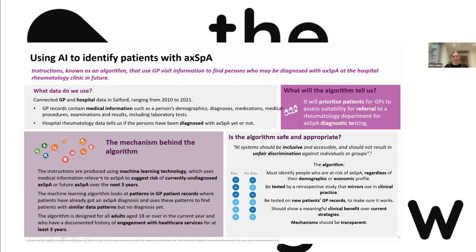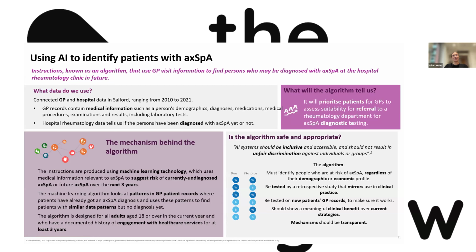So, top right-hand side box, what exactly will the algorithm tell us? At the moment, there's lots of different ways that we could use this algorithm, and we're still working it out. But one of the options would be that an algorithm could be used by a GP. It could then rank patients who are registered with a GP practice in order from those who the algorithm thinks are at highest risk of having undiagnosed axSpA down to the lowest risk, so that GPs can look at these patients themselves.